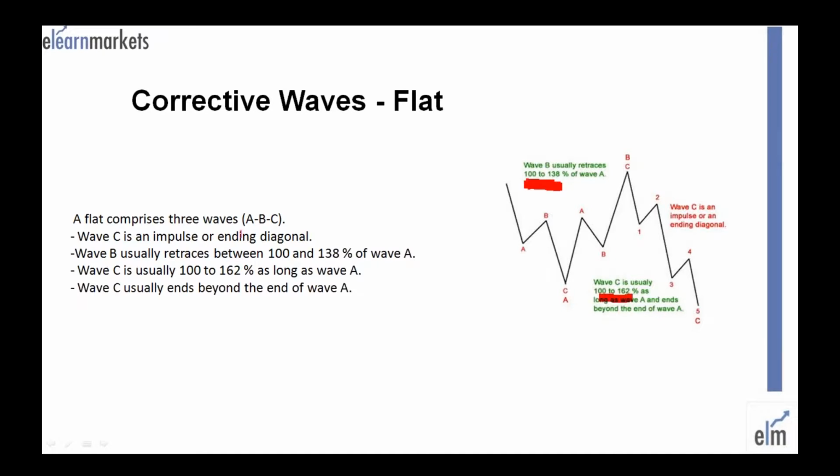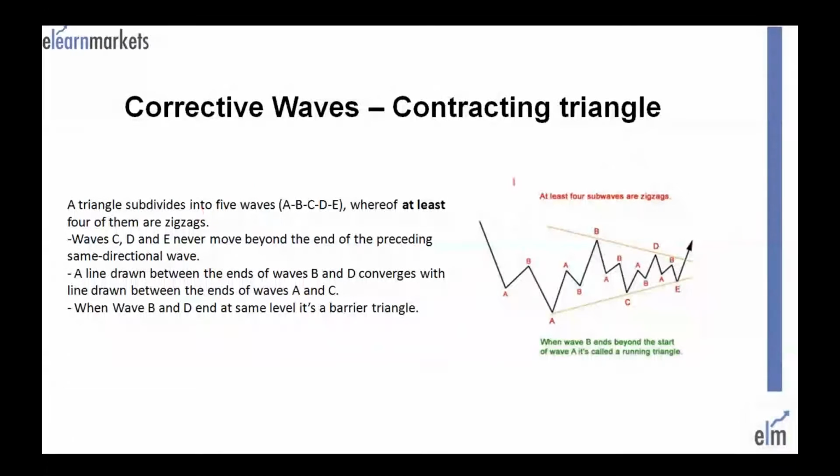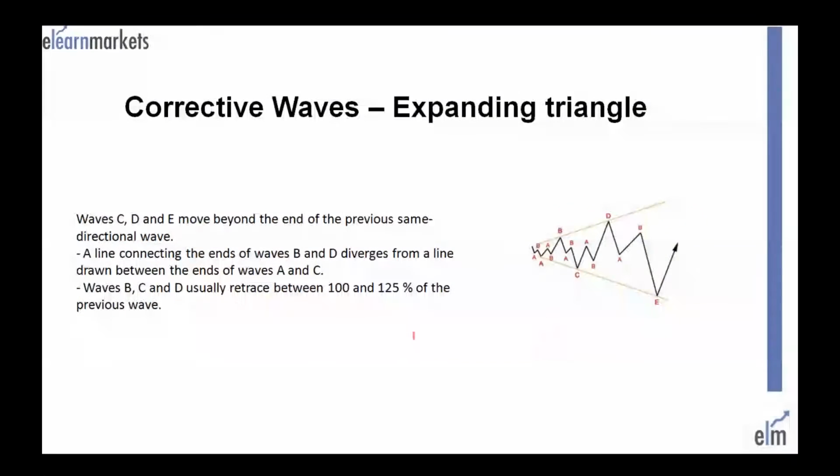A flat comprises three waves: A, B, C. Wave C is an impulse or ending diagonal. Wave B usually retraces about 100 to 138% of wave A, and wave C is usually 100 to 162% as long as wave A. Alright, so contracting triangles have at least four subwaves as zigzags, which we just discussed. So this is also a revision.